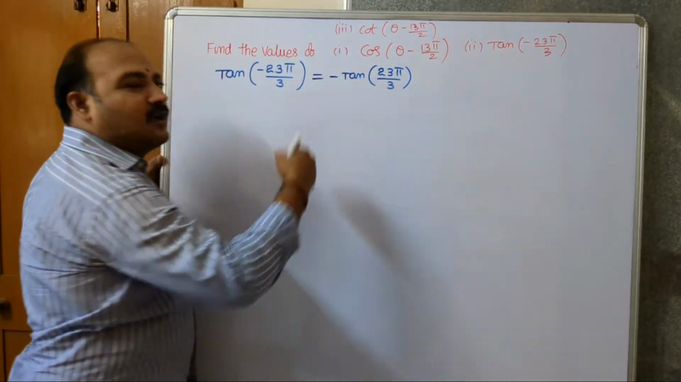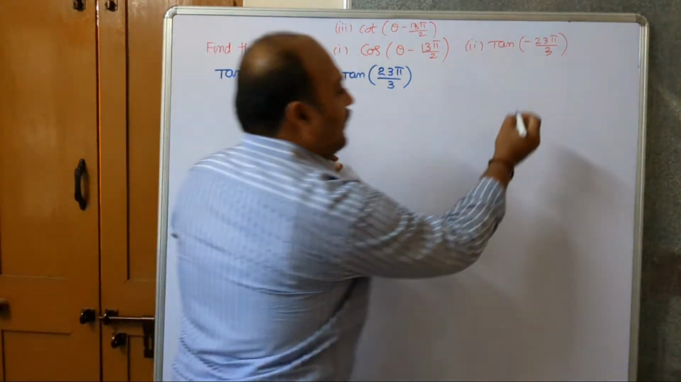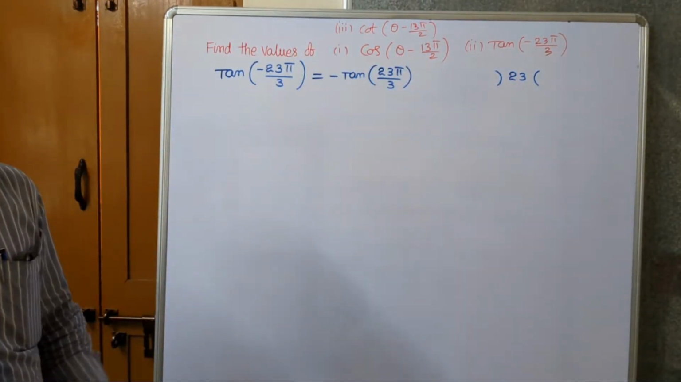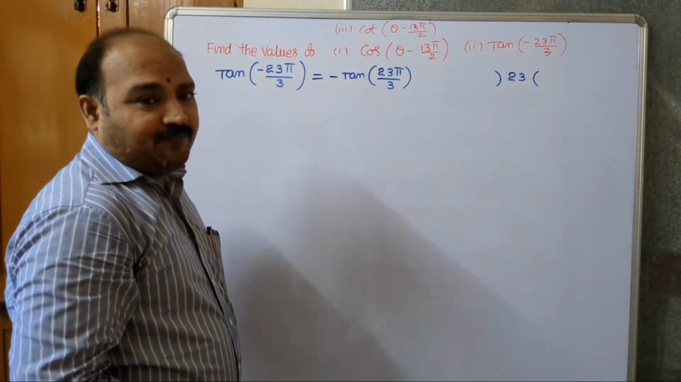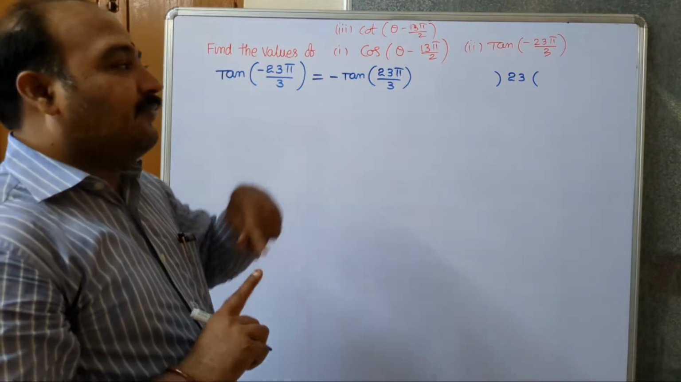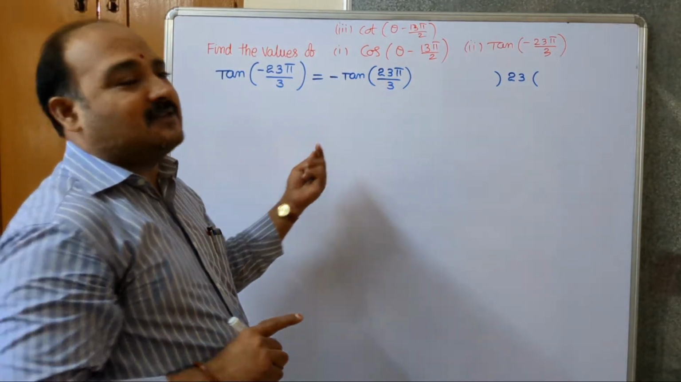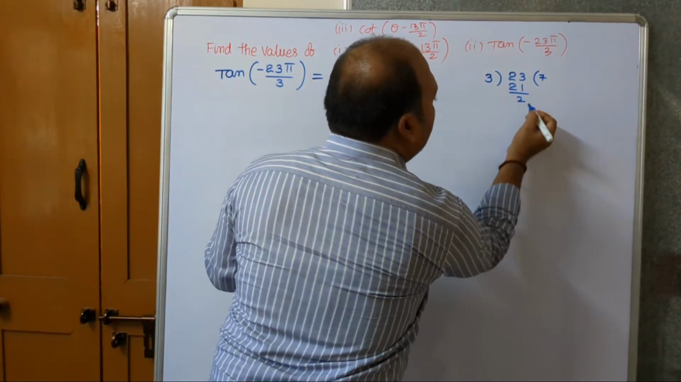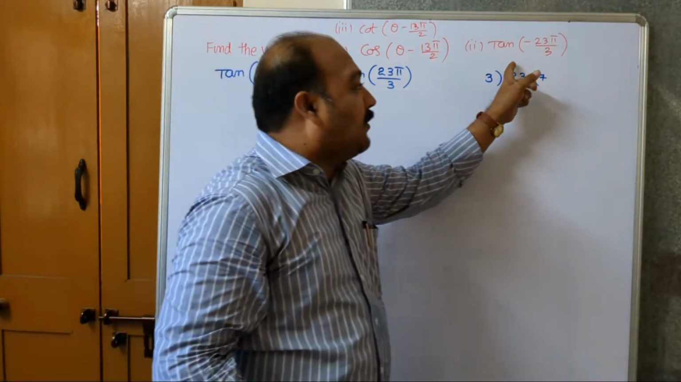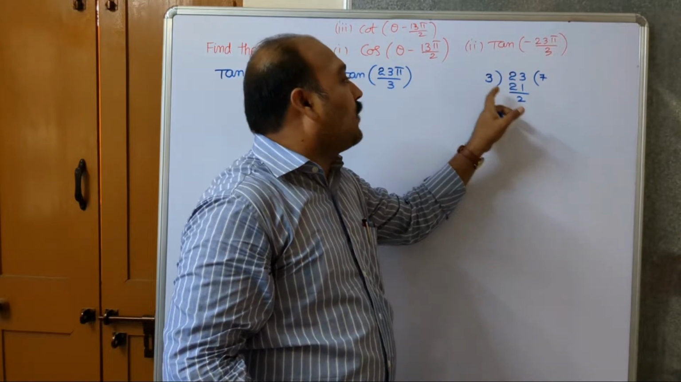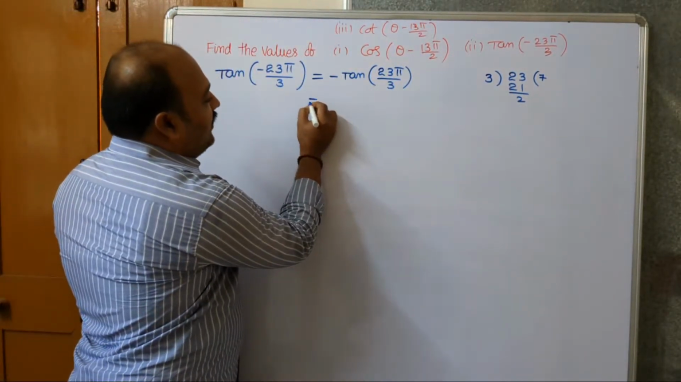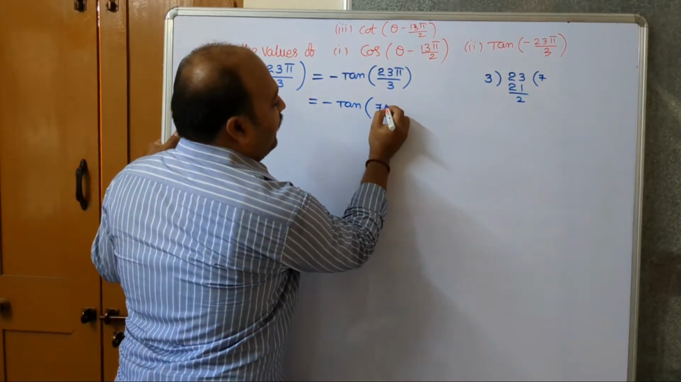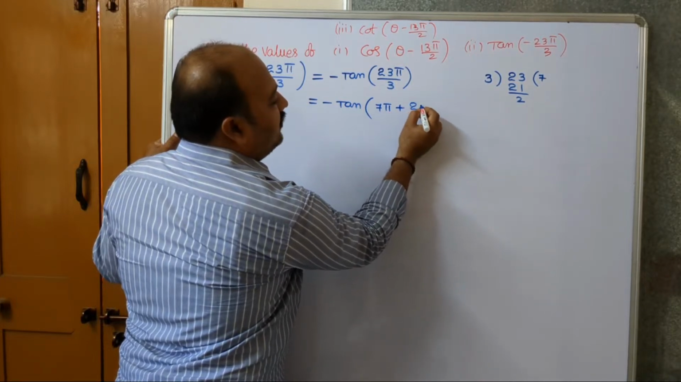How many times do we divide with 3? 23 near by. So if you divide 23 with 3, 3 7s are 21, 2 will be the remainder. If you want to get plus, 8 times you divide, so 1 will be minus. Better to do with 7. 3 7s are 21, 2 is the remainder. So we can write 23 as 7 pi plus 2 pi by 3. Better. So minus tan 7 pi plus 2 pi by 3.